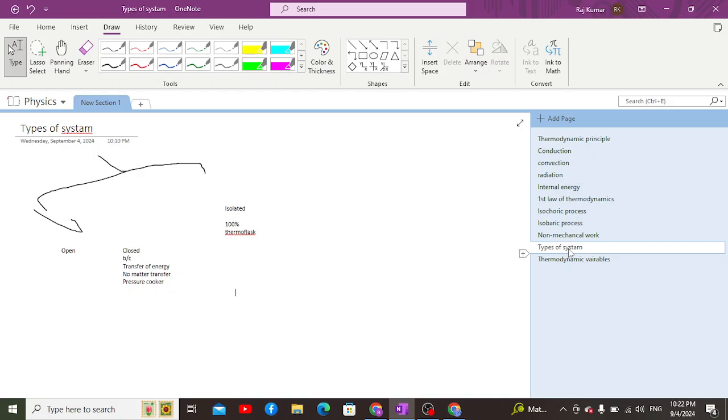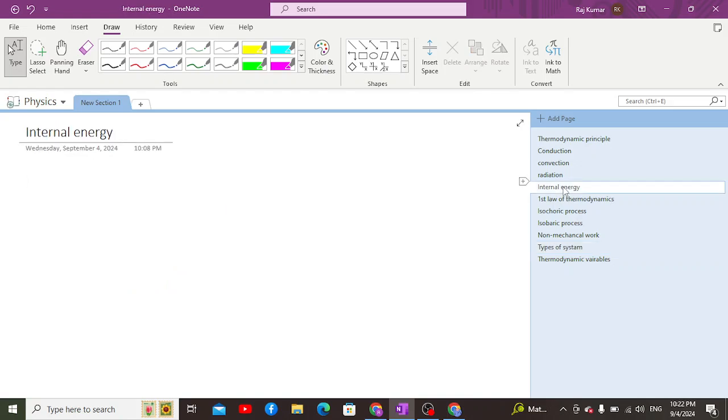Now, after discussing this, we'll be moving forward with the internal energy. What is meant by the term internal energy? When we divide energy into two major types, number one is kinetic energy, and number two is potential energy.